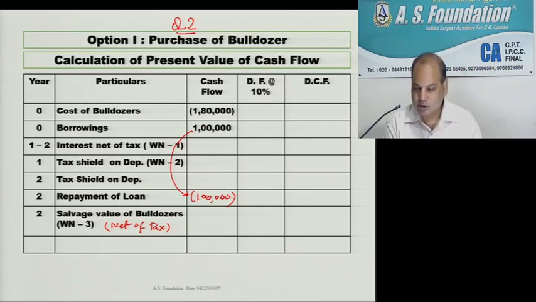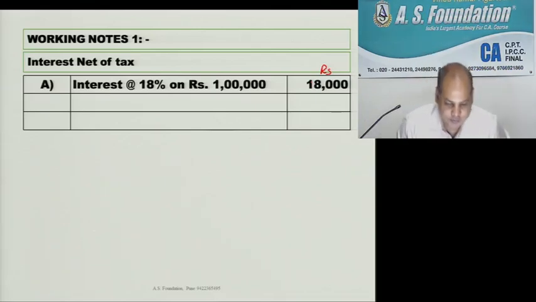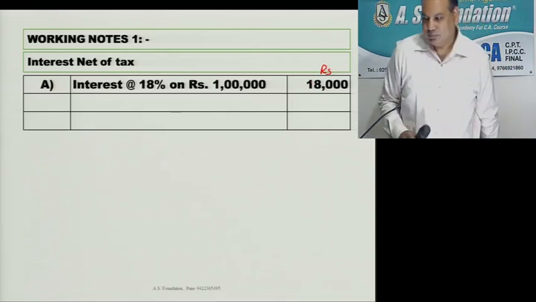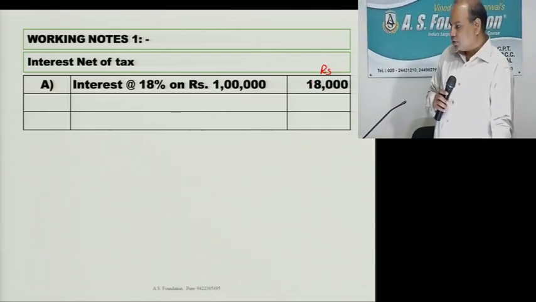So how many working notes will I require? 3 working notes. First, write down working note 1, which is quite easy: Interest net of tax. Right hand side, rupees.